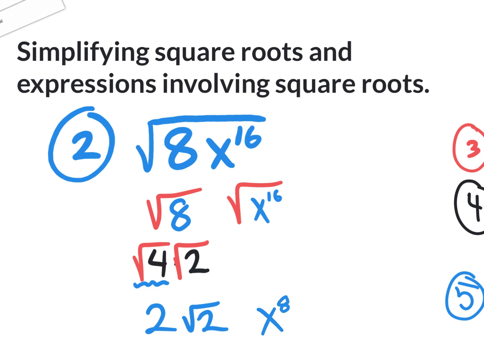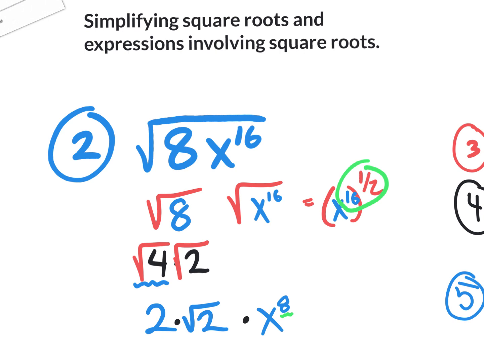Now, if you're not comfortable with that yet, let's go ahead and show our work: the square root is really the power of 1/2, and inside that parenthesis you have x to the 16th, and then the power to a power multiply. That's how you get the 8 right there, right? Anyway, what we do have is 2 times the square root of 2 times x to the 8th. That is our answer, but we need to organize it.